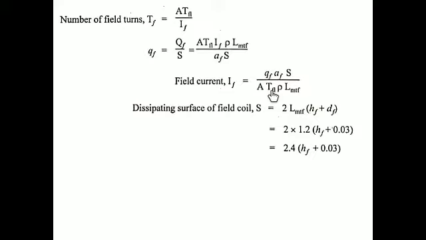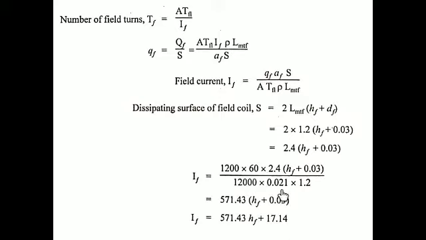ATFL is also in the given data. Rho is also in the given data. LMTF is also given data. Substitute all this and you get this expression. Substituting this into this equation for IF, you get this kind of numerical value. Only this HF remains as a variable.